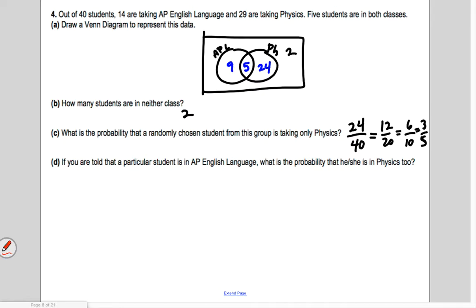If you're told that they're in AP Lang, so circle here. How many people are in AP Lang? 14. What's the probability that they're in physics as well? 5 out of 14, exactly.